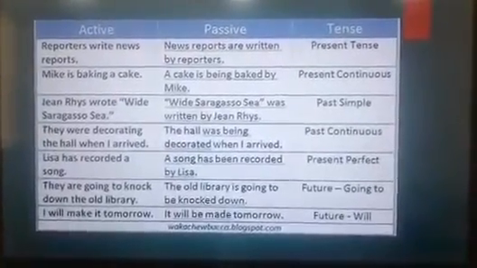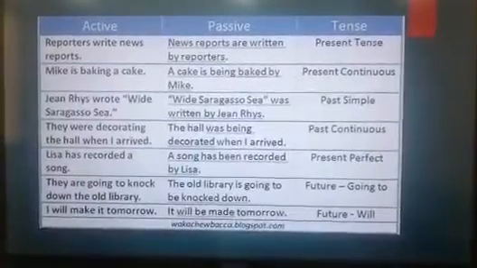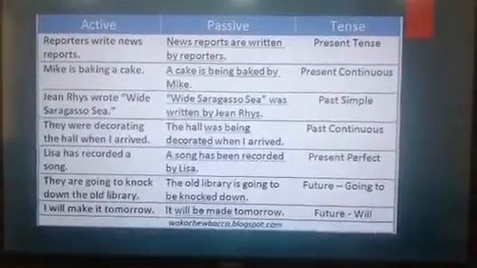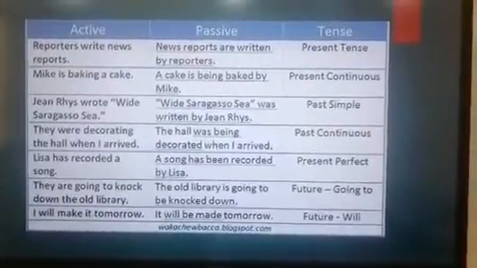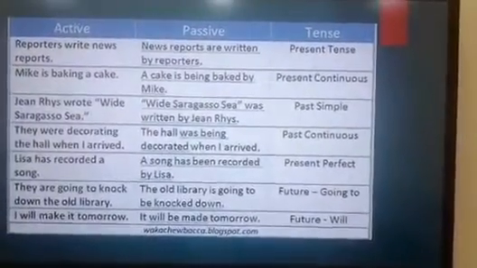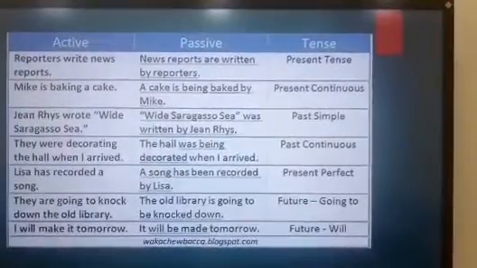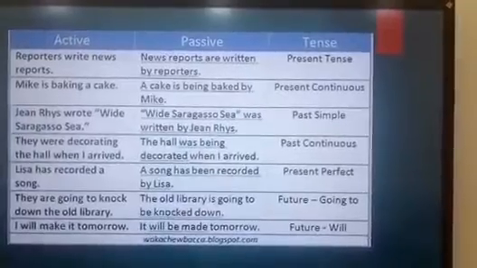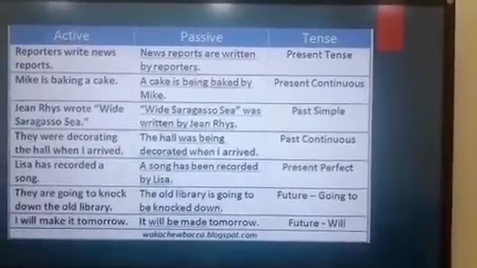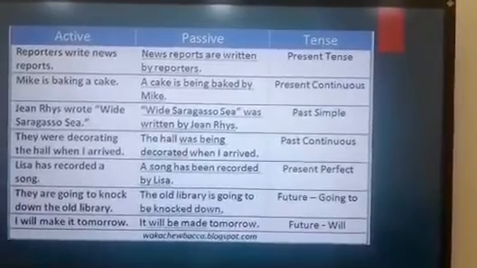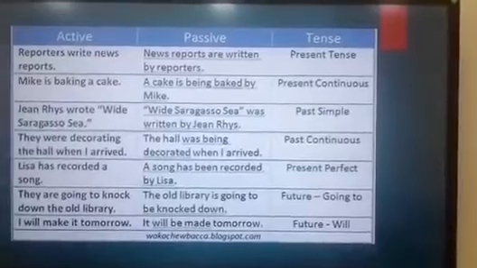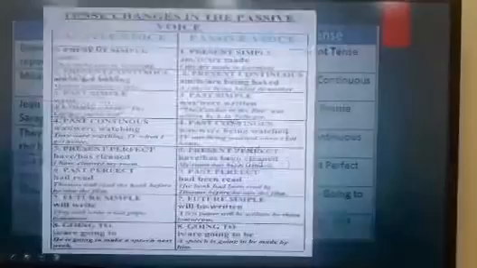There's an example: reporters write news reports. The first example, which is written in the present tense, has reporters, which is the doer of the action, in the position of the subject, and the news reports, which is the object of the sentence. In the passive, news reports are in the position of the subject, with the verb performed upon it. And you have the reporters in the position of the object. This is an example of the active and passive voice.